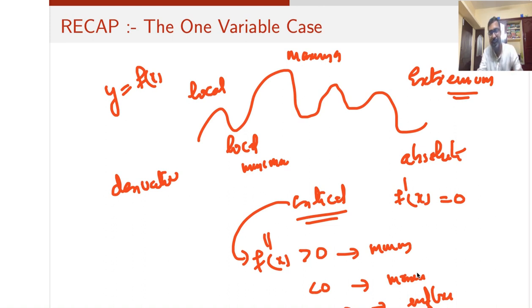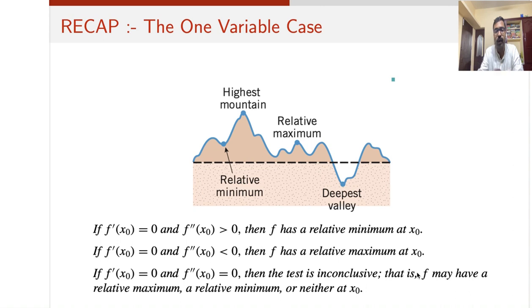Now we will extend this concept of one variable into the many dimensional case. Here basically we will be dealing only with the two variable case. This is the idea of the one variable case. For example, you have a curve like this. These are the maximum points and minimum points. How to find them? First you have to find the critical points by equating f dash of x0 is equal to 0, and if f double dash of x is greater than 0, it will be a relative minimum, and if f double dash of x is less than 0, it will be a relative maximum. That is the idea.